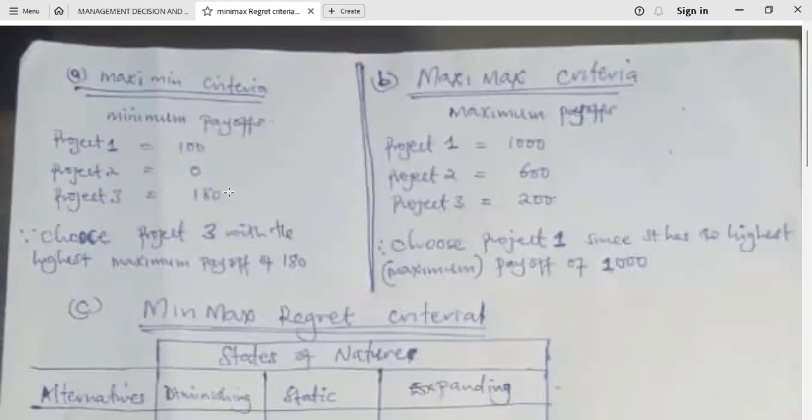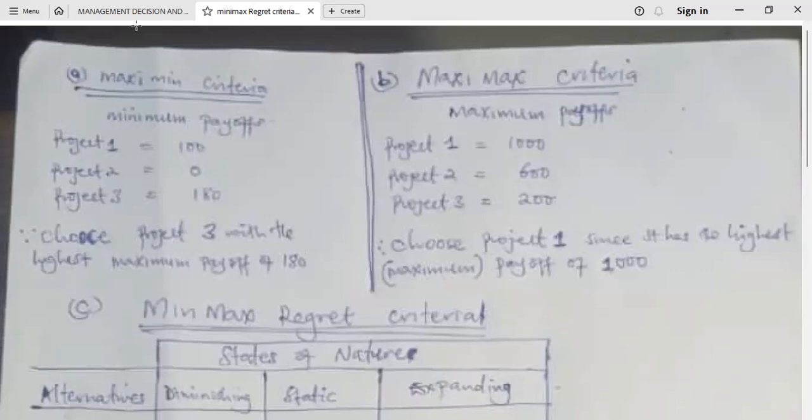The advice is always we pick the highest. Remember, we've picked the minimum values. But now from these minimum values, we are picking the one that has the highest value. And the one that has the highest value is project 3, which is having 180. So the decision here is that we are going to take project 3, with the highest minimum payoff of 180. And that's how we make the decision with the max-min criteria. It is very easy, very accurate. It's just picking figures and you go.